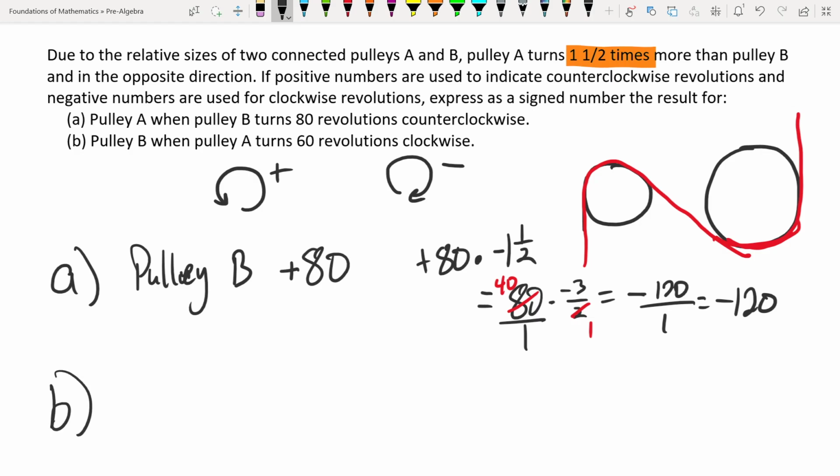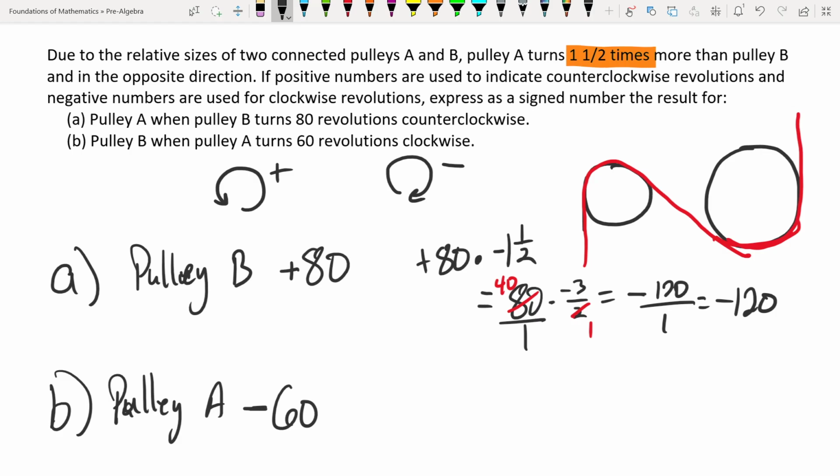Now, for part B, we know what pulley A does. Pulley A turns 60 revolutions clockwise, so negative 60 revolutions. How many turns does pulley B turn? Well, first off, we know that pulley A always turns more than pulley B, so we expect a number that's smaller than 60. We also know it's going to be positive because they change orientations.